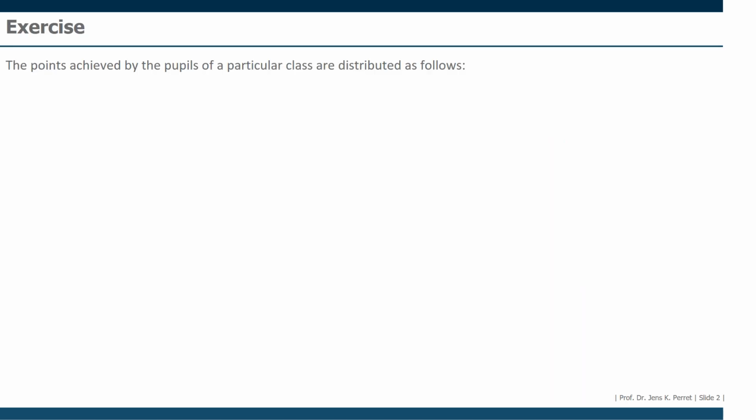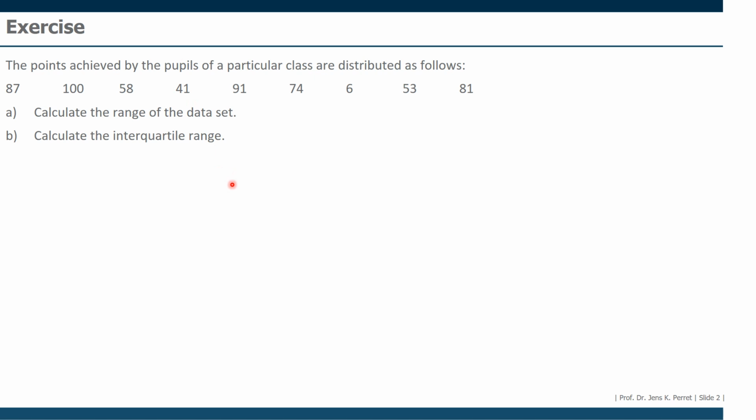So here our task is: the points achieved by the pupils of a particular class are distributed as follows. Now we get this data set with a total of 9 different results. And we have 4 tasks to perform. First off, calculate the range of the data set. Then calculate the interquartile range. Determine the corrected variance. And finally, based on this, determine the corrected standard deviation.